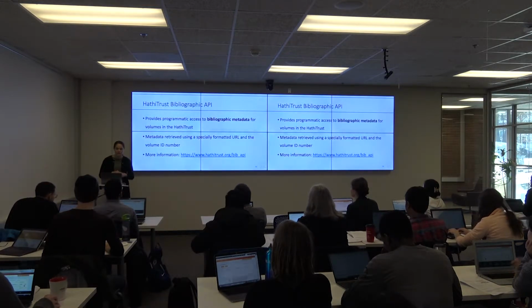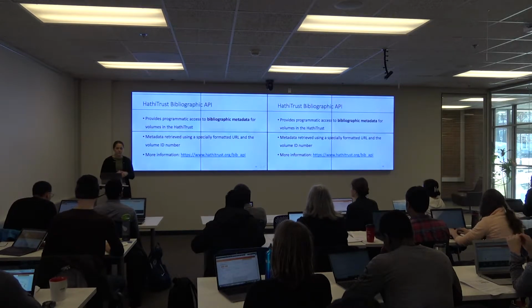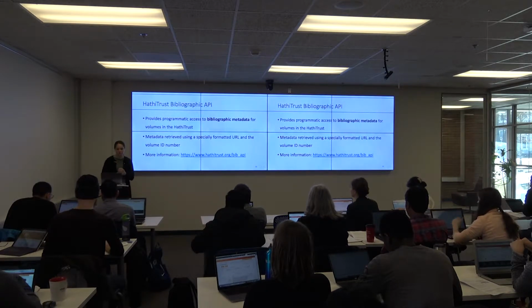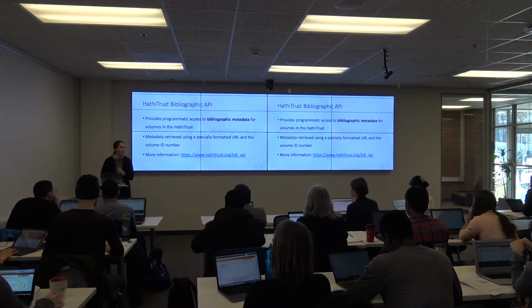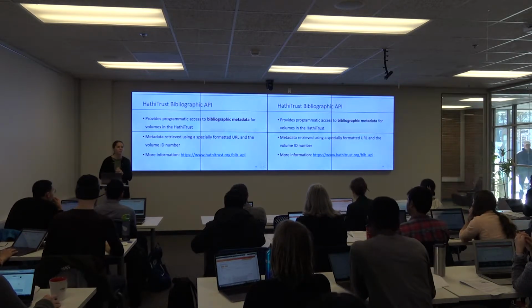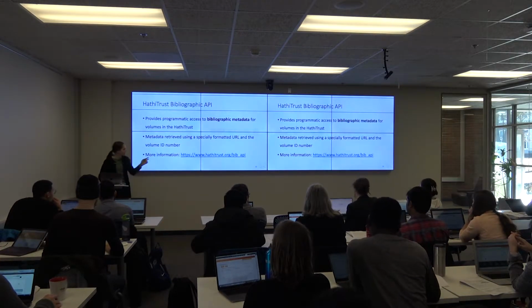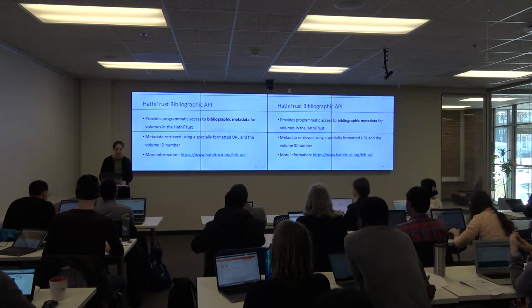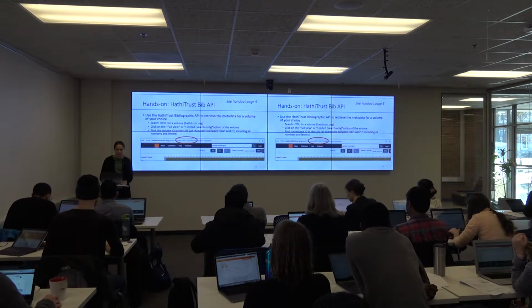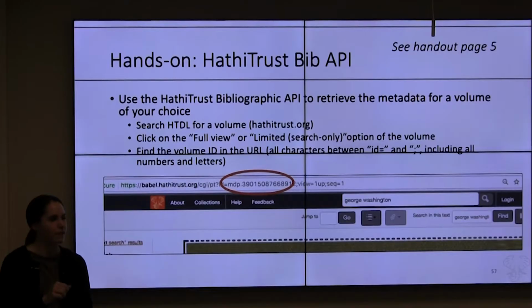Okay, then there's the Hathi Trust bibliographic API, which provides programmatic access to bibliographic metadata for volumes in Hathi Trust. So the metadata can be retrieved using a specially formatted URL, it's an API, and some kind of identifier. We're going to do an example using a volume ID just to get the hang of looking for volume IDs. So there's a URL here if you want more information, if you wanted to track it down later. But we're going to just try pulling up one metadata record, because obviously if you wanted more, you'd need to script this, to see if we can pull up the full metadata record for it. So this is on page 5 of your handout.